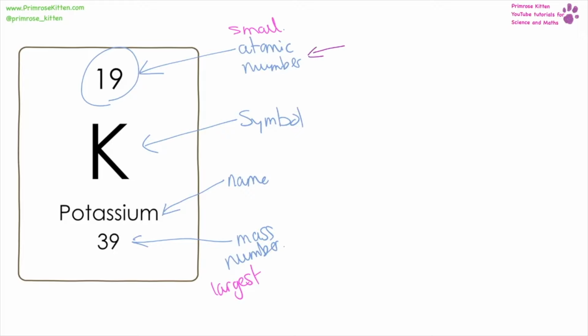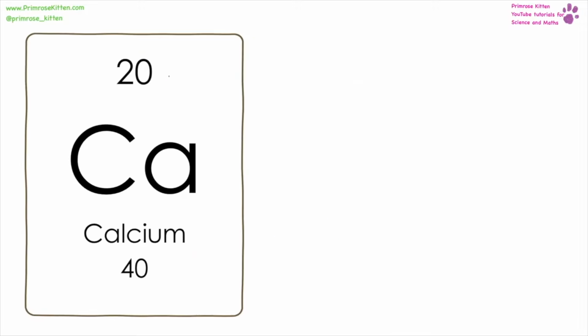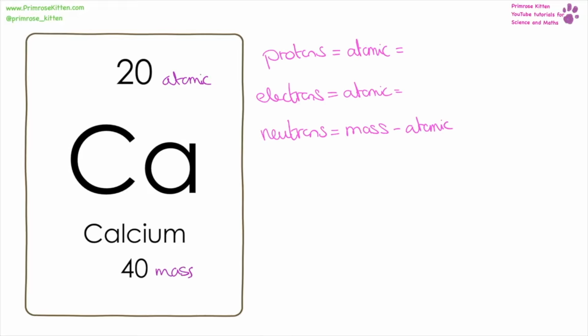The atomic number tells us the number of protons and the number of electrons in an atom. The mass number is the number of protons plus the number of neutrons. So here we have calcium. The smaller number is the atomic number. The large number is the mass number. And if you want to find the number of protons, it is simply the atomic number. So in this case, 20. The number of electrons is also the atomic number, so again 20. The neutrons is the mass number, which is 40, minus the atomic number, which is 20, equaling 20.